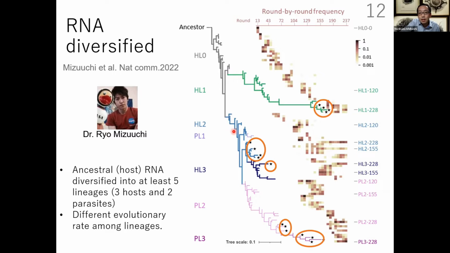And another lineage, we called it HL2, which evolved slowly, using very short horizontal lines. And another lineage is HL3, also host lineages derived from this lineage. And from the HL2, PL2, a parasitic lineage, is also derived, and then accumulated mutations, and another type of parasitic lineage, PL3, also derived from here. So now we understand that RNA diversified in these conditions.